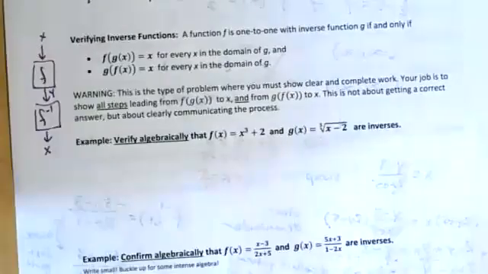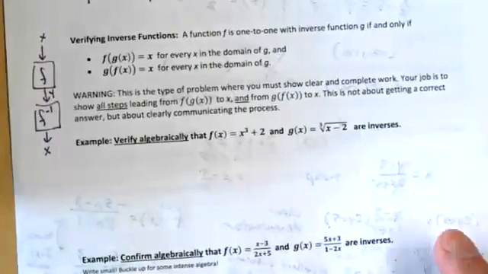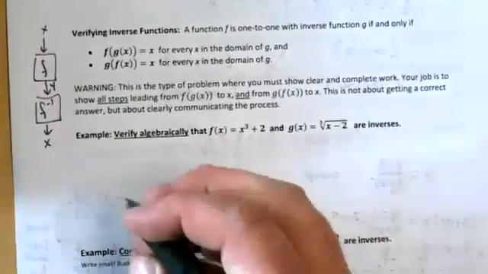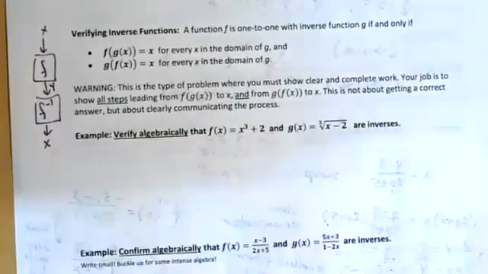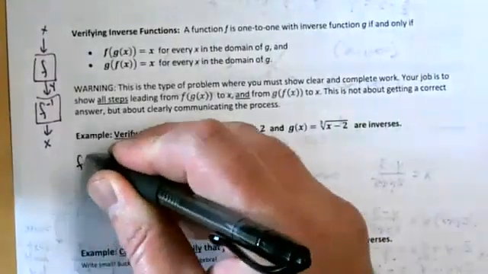So the way we're going to verify algebraically is we're going to practice doing these composites. As long as we get x doing it both ways, then we should be good to go. So let's get started. This will give us a chance to practice what we were doing with composite functions a couple sections ago. So let's do f of g of x.